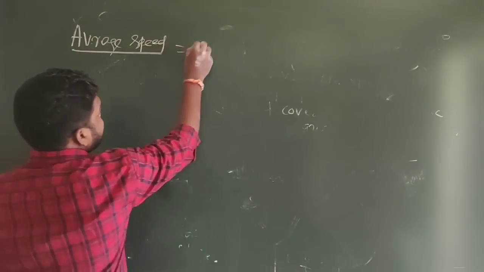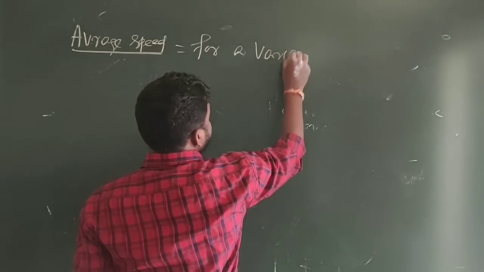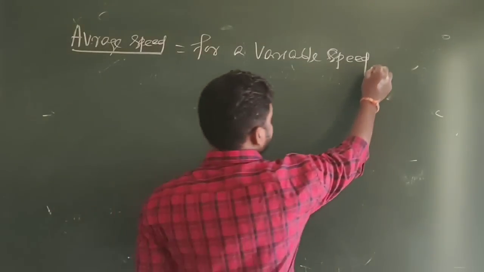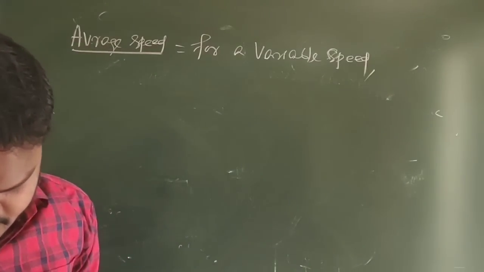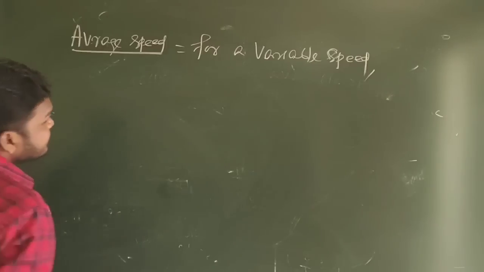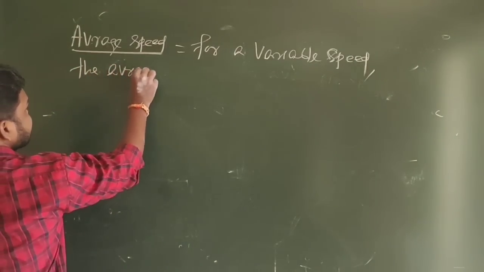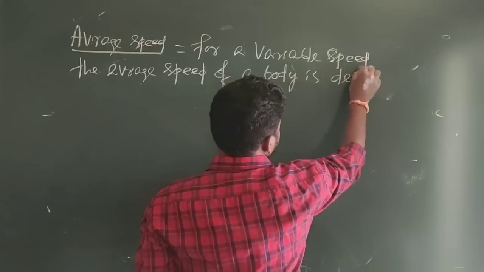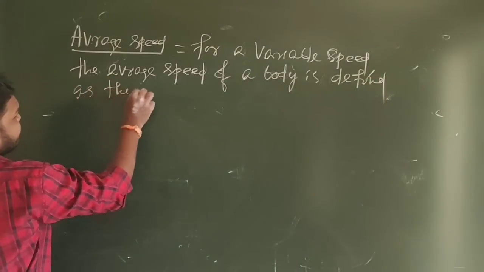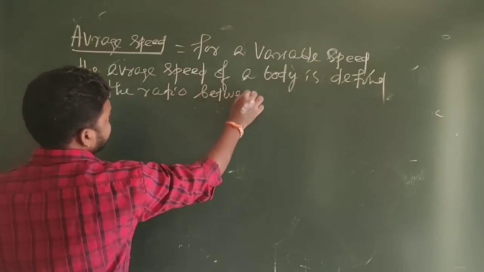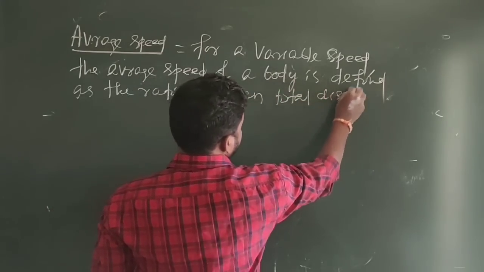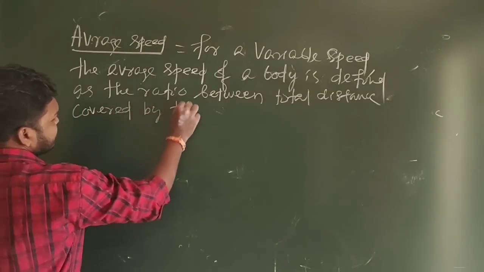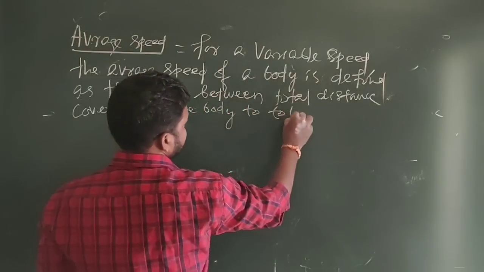Average speed, or variable speed: the average speed of a body is defined as the ratio between total distance covered by the body to total time.